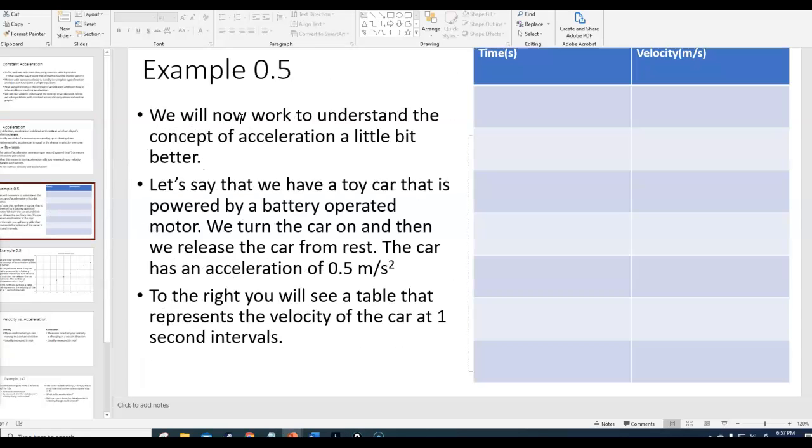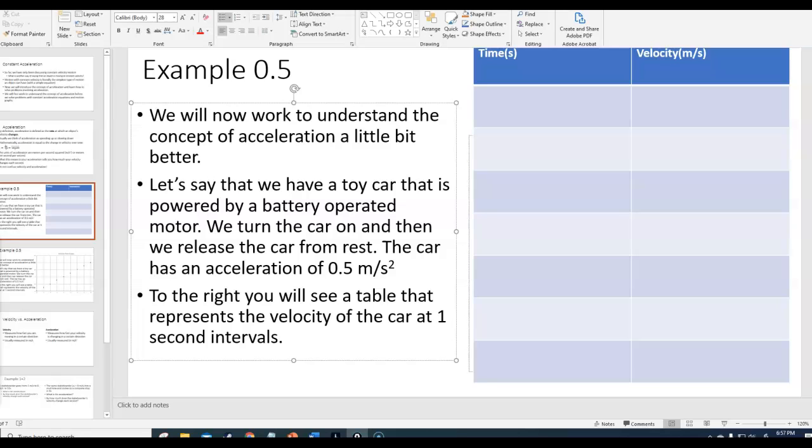So let's start talking about the concept of acceleration. Let's say, hypothetically, we have a toy car with a little battery-operated motor inside of it, one of those toy cars you can buy. You turn the car on, and then you let the car go from rest. Let's say the car has an acceleration of 0.5 meters per second squared. Make sure you know your units, because nothing else in physics has the unit meters per second squared. So when you see meters per second squared, your mind should immediately think, hey, that's acceleration.